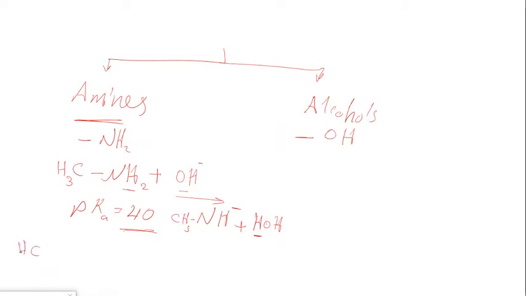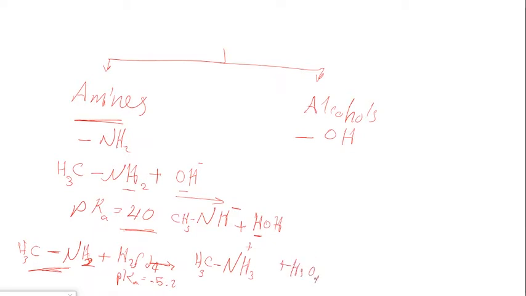In case I reacted my amine NH2 with something which is a stronger acid, like sulfuric acid, whose pKa, like we said before, is minus 5.2, in that case the amine will accept the extra proton from the proton donor, which is the strong acid. So we will have NH3+ plus HSO4-.